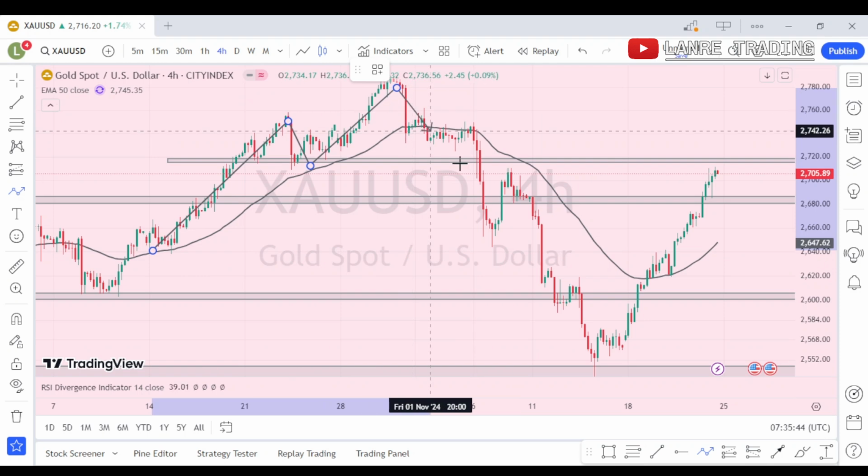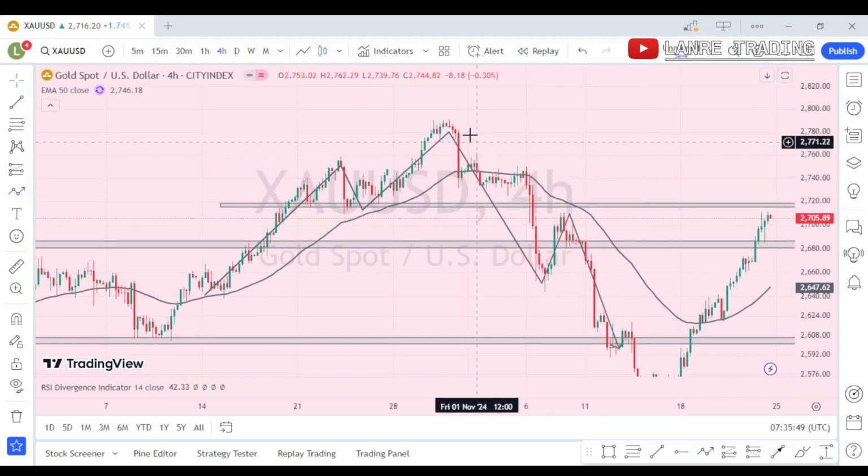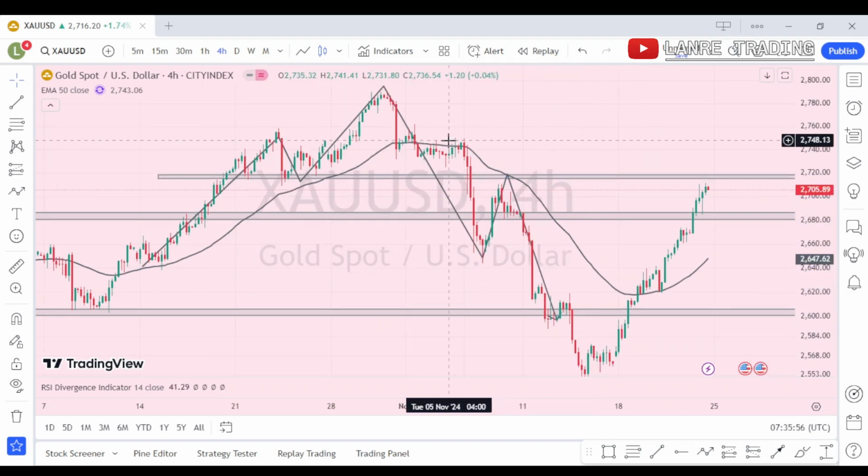This is a typical sideways head and shoulder pattern, which I showed in the other time frame.